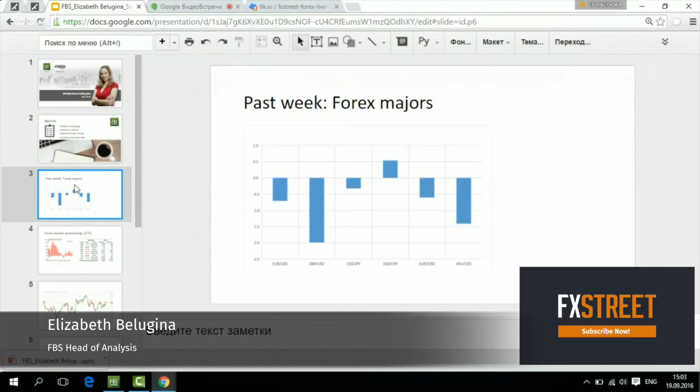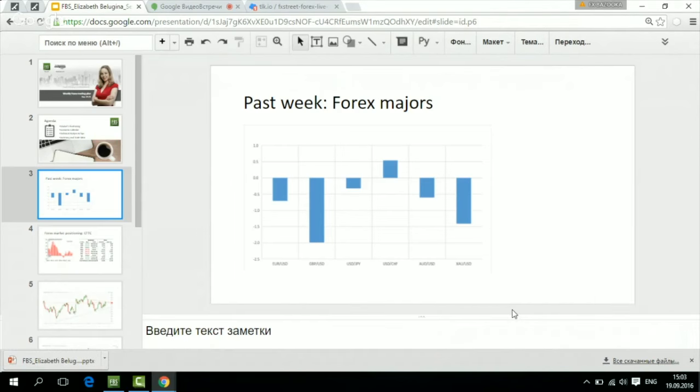Let's firstly review the dynamics of the main currency pairs during the last week. From this chart, probably the picture is not very clear, but you can see that the greenback managed to strengthen versus all currencies except Japanese yen. Versus Japanese yen, there was a slight decline of the American currency.